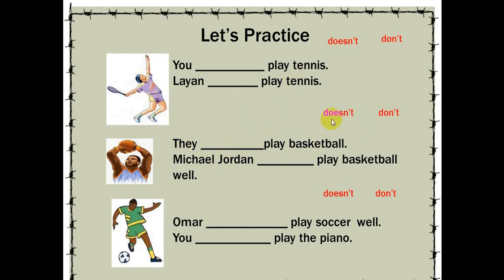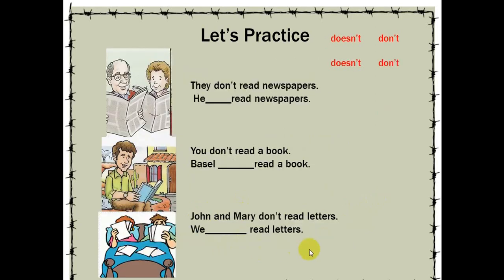Michael Jordan doesn't play basketball, or Michael Jordan don't play basketball? Yes, my beloved ones, Michael Jordan doesn't play basketball well. Omar doesn't, yes, that's correct, doesn't play soccer well. You don't, yes, you don't play the piano. They don't read newspaper.